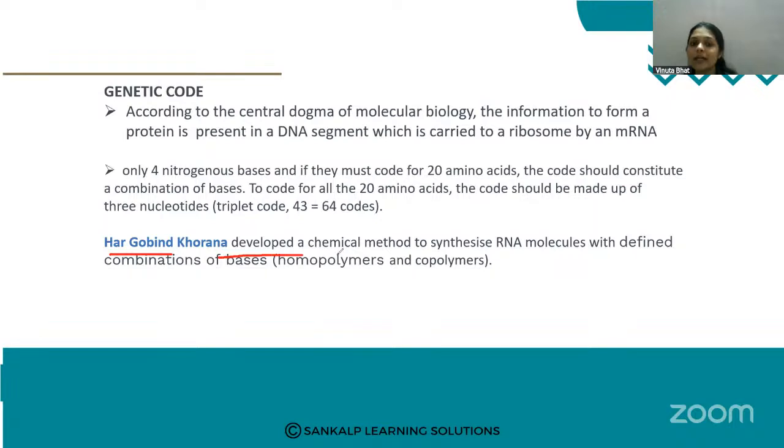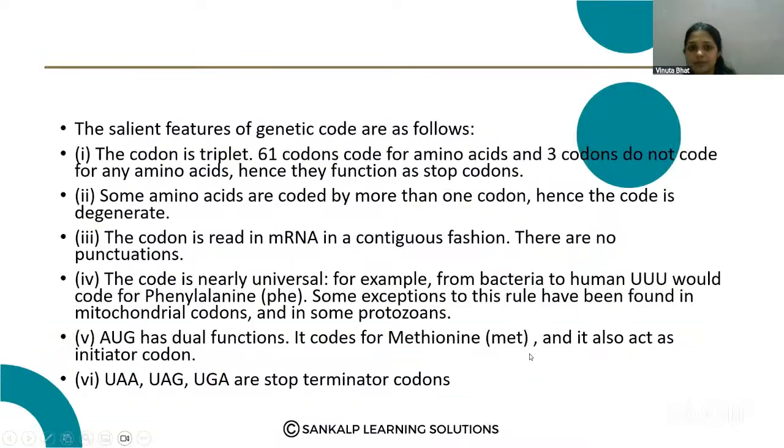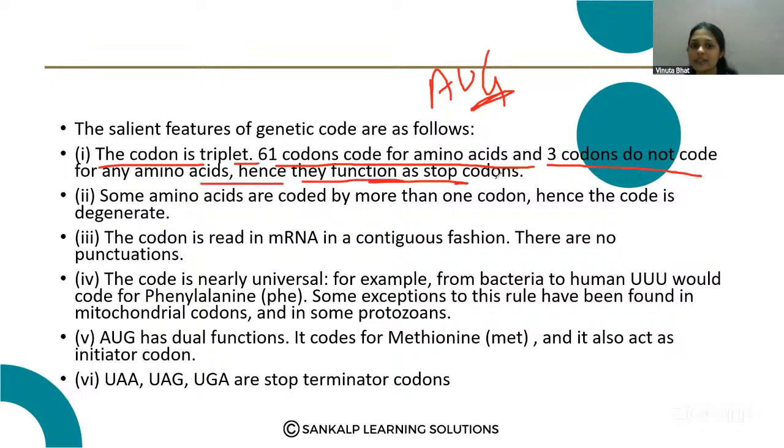Hargobind Khorana developed a chemical method of synthesis of RNA molecules with defined combinations of the bases. Very important. Then what are the characteristics of the genetic code? Here the codon is triplet. For example, AUG. So that is triplet in nature. 61 codons code for the amino acids and 3 codons do not code for any amino acids. Hence, they function as the stop codons.